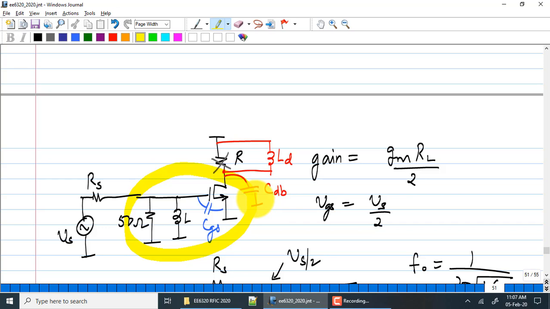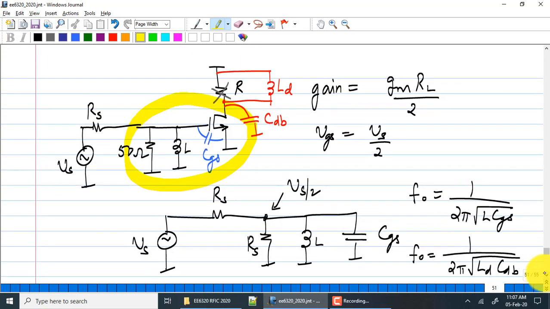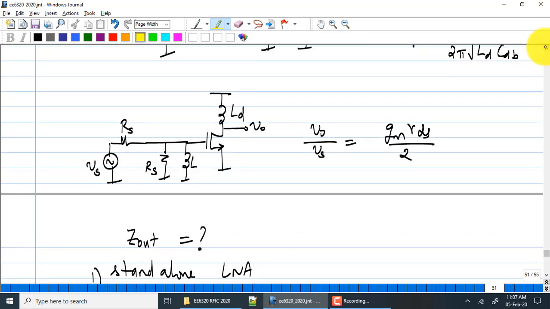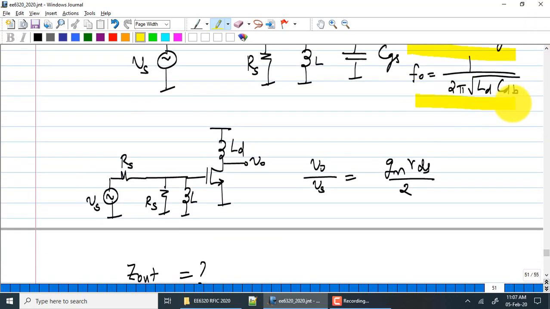Okay, and the gain is GM RL by 2 if you have a resistive load, and you choose L through this expression. Then we said, hey, you know what? You don't need RL there. You can get even more gain by having an inductance. Okay. Now, the way I put it, LD resonates with CDB to give you this.